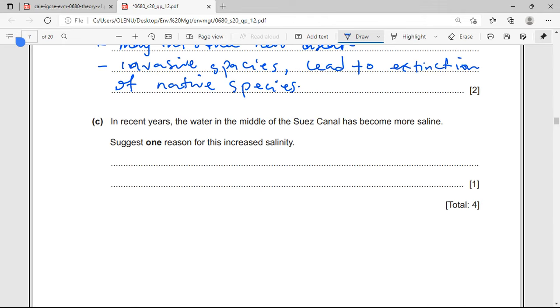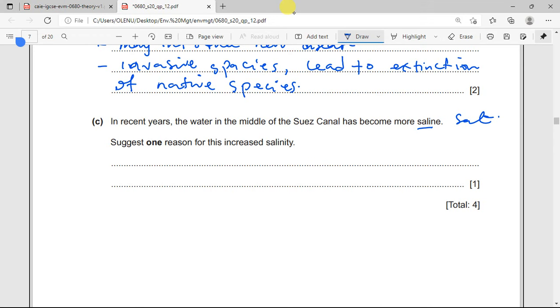Now, in recent years, the water in the middle of the Suez Canal has been more saline. That means it has more salt content in it. That is what saline means. So suggest one reason why you think the water in the Suez Canal has increased in salinity.